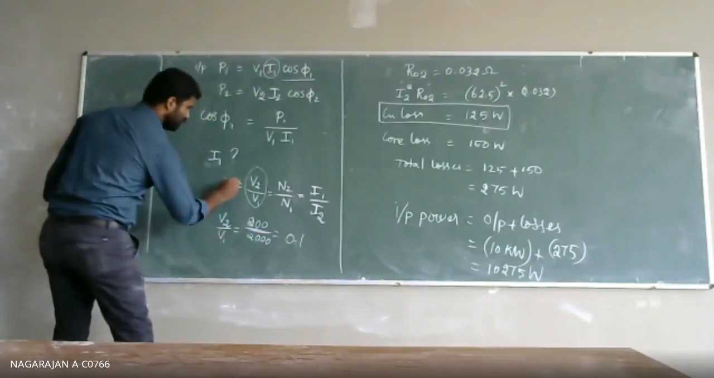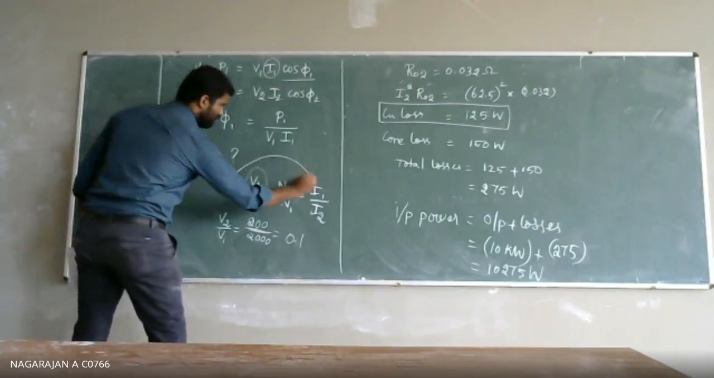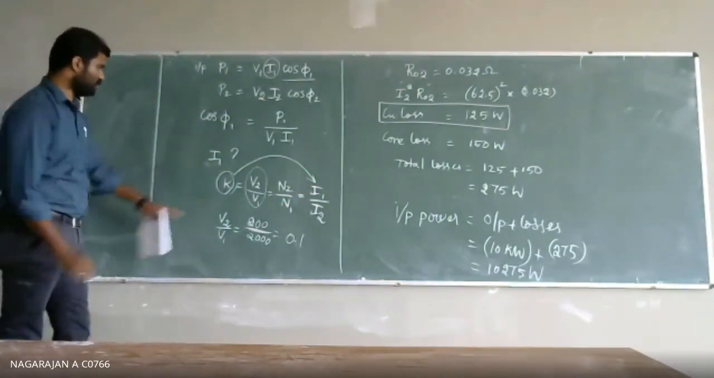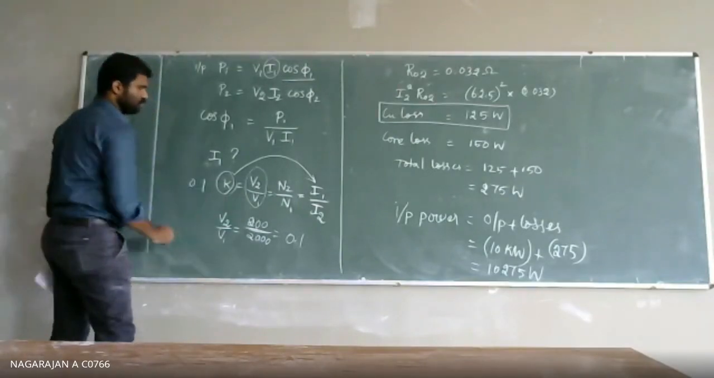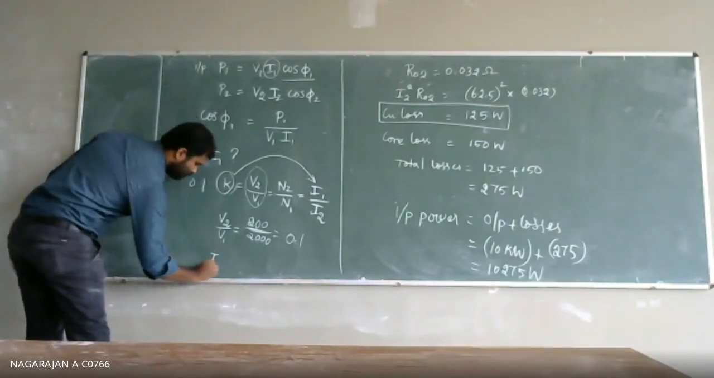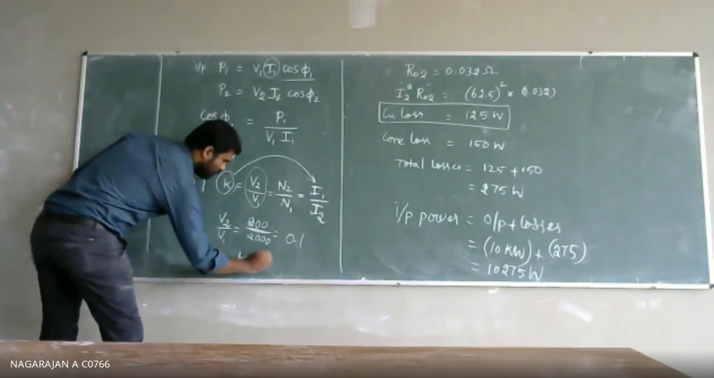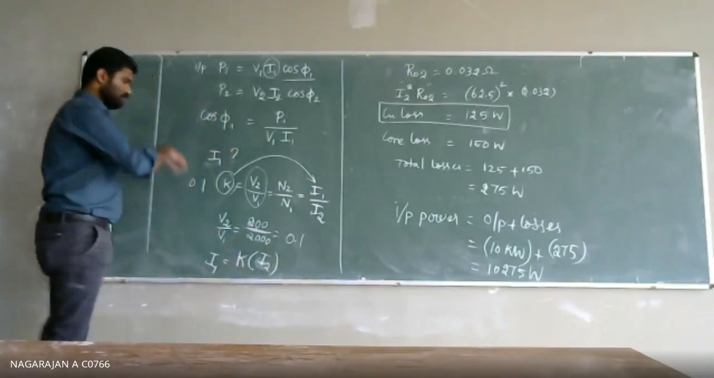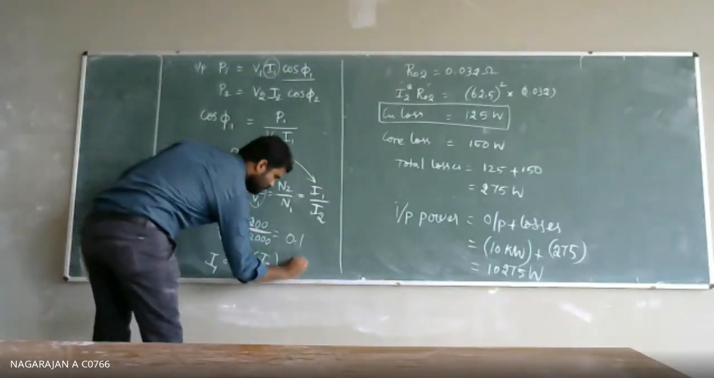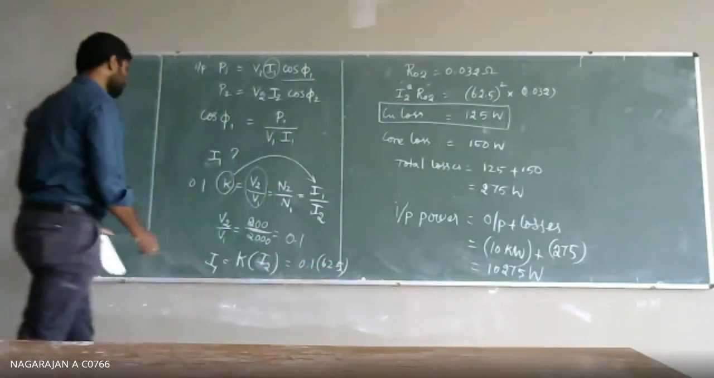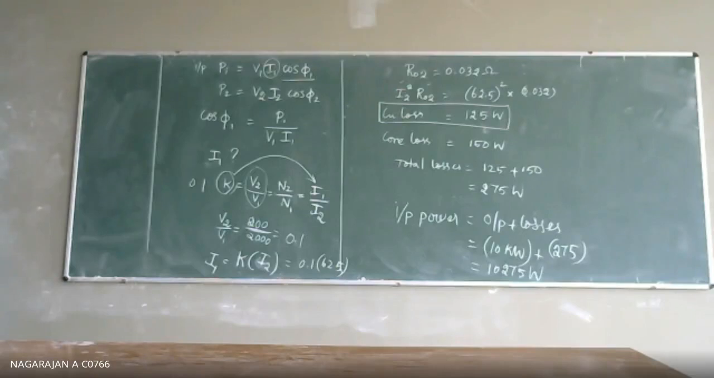So we have to find out the K value. From this equation, we can find out the I1 value. K is found to be 0.1 from this equation. So what will be K I1? K into I2. This will be 0.1 into 62.5. What is the answer? 6.25. This is easy.